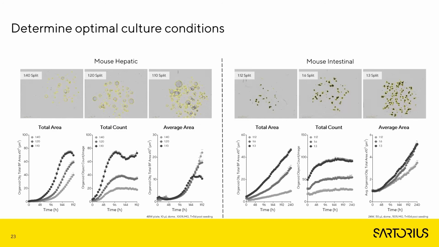Intestinal organoids, you can see here, take much longer to mature when compared to the hepatic organoids. And we can see seeding at too low a density, so just drawing your eye to the 1 in 12 split, prolongs this. In addition, organoids in these wells have a much smaller average size compared to cultures seeded at the higher 2 densities.